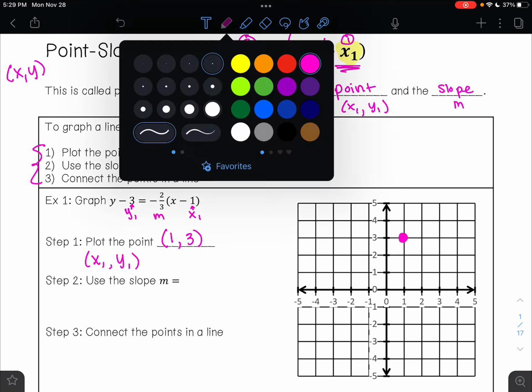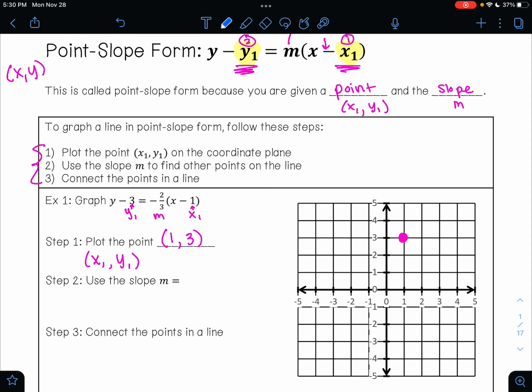Next, I want to use my slope. The slope is m. Here my slope is negative 2/3. So from this point, I'm going to go down 2 and right 3. So from 1, 3, I'm going to go down 2, right 1, 2, 3. I could also go the other direction, up 2 and left 3. So from this point, up 1, 2, and left 1, 2, 3.